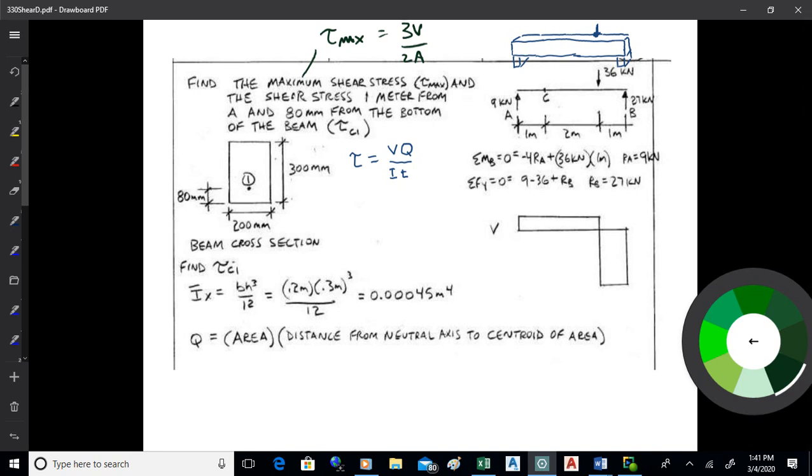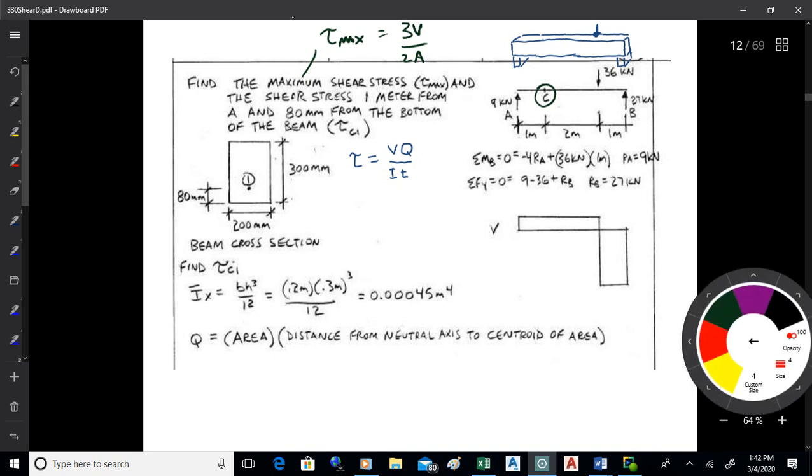And let's also find the shear stress at this particular location at point C, 80 millimeters up from the bottom of the beam. So what I mean by that is you come over to point C, which is a meter over. Then you go up into the middle of the beam. So we're in the middle of the beam there along that line that's 80 millimeters up above the bottom. That's what I mean by point C1.